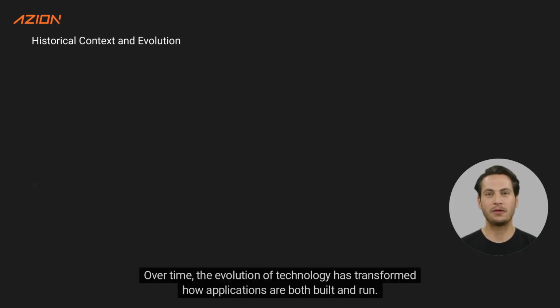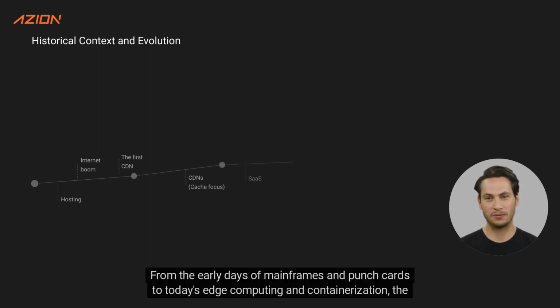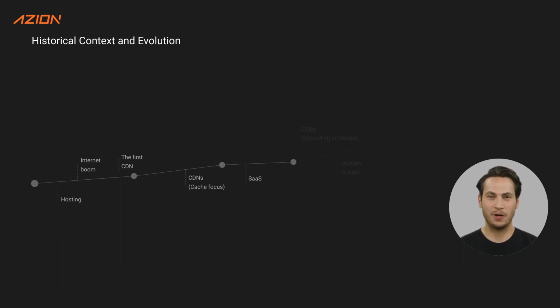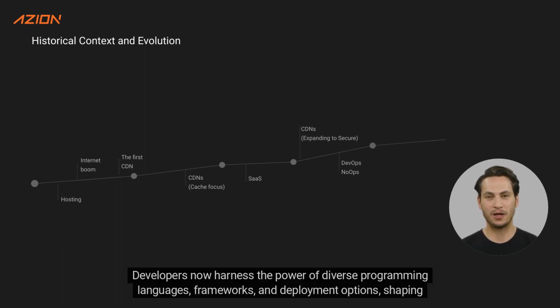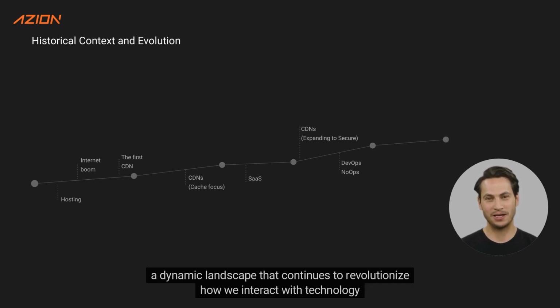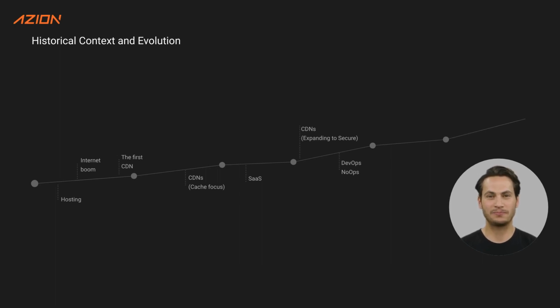Over time, the evolution of technology has transformed how applications are both built and run. From the early days of mainframes and punch cards to today's edge computing and containerization, the process has become faster, more efficient, and accessible to a wider audience. Developers now harness the power of diverse programming languages, frameworks, and deployment options, shaping a dynamic landscape that continues to revolutionize how we interact with technology.